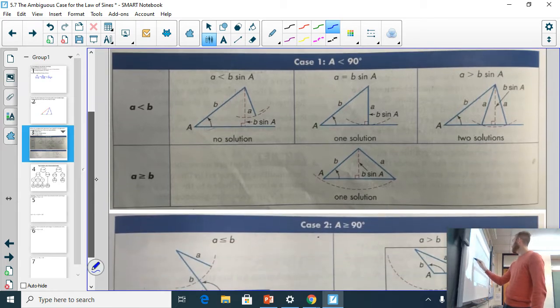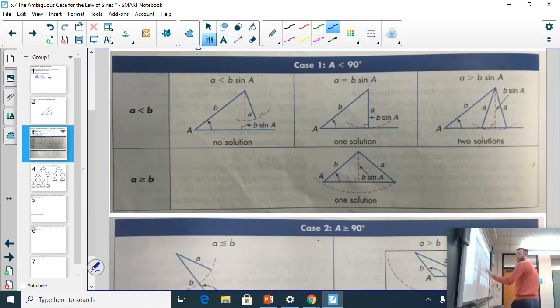So let's talk about this. And this is what's in your book, and I think it illustrates it nicer than I could, so that's why I just put what was in your book up here. And so we have case one, where our not included angle is less than 90 degrees. And then we just go into each case here. If the across side a is less than the adjacent side b, then there are three separate cases. a is less than b sine A.